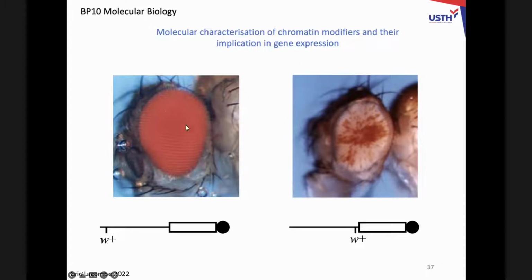So according to you, why, when it's really in euchromatin, the complementation works, and when it's very close to heterochromatin, complementation does not work? Do you have an idea of that? Is it because the position near the heterochromatin makes the gene harder to be transcribed? Yeah. Exactly. You are completely right.